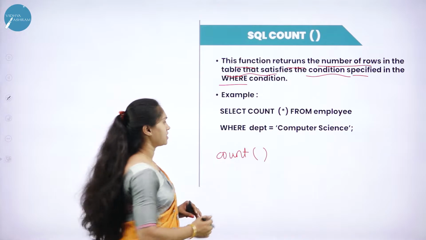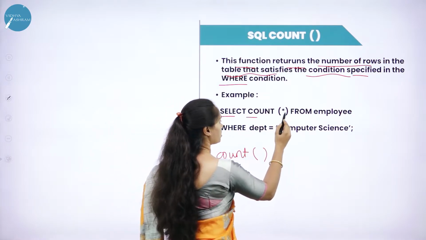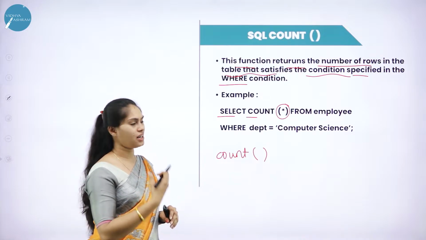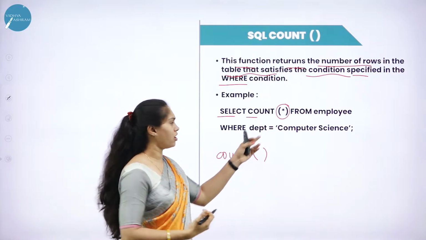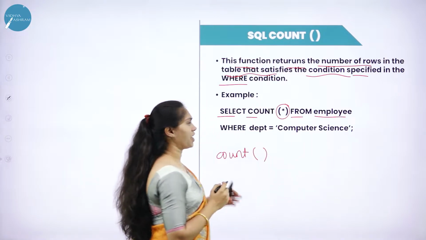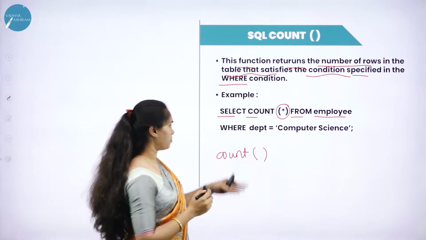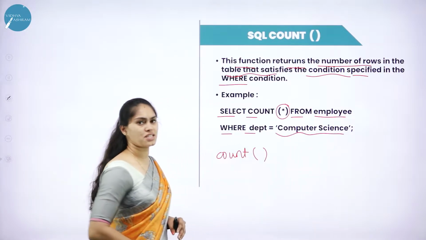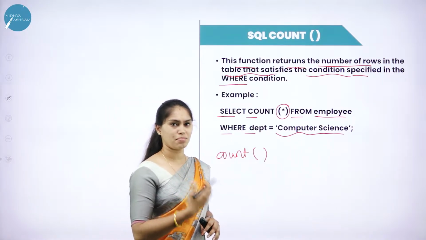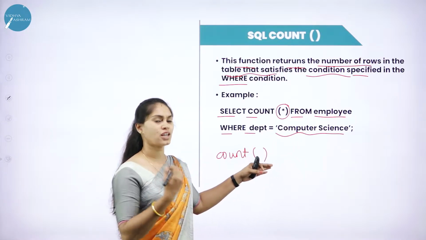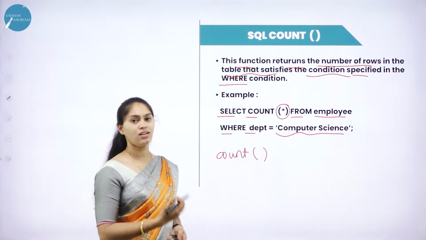Imagine one example here, select count star. What does this star indicate? We are fetching all the data. Star indicates all. So select count of star from employee, where department is equal to computer science. We are counting all the rows from the employee table. How many rows have a department value of computer science? All those rows will be counted and that will give the count.